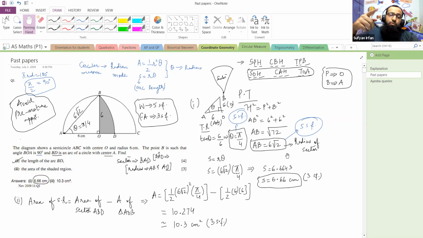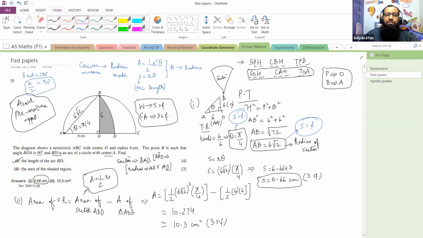And if arc length is to be utilized for some reason in part number 2, because the formula of sector that we use is half r squared theta, we would have used half rs also. This is also one of the formulas, half into radius into arc length. So if we are going to use the arc length in a subsequent part, then the value of arc length that we are going to use is not going to be 6.66, but the more accurate version of the answer, that is 6.6643.